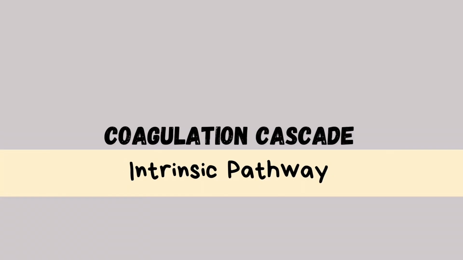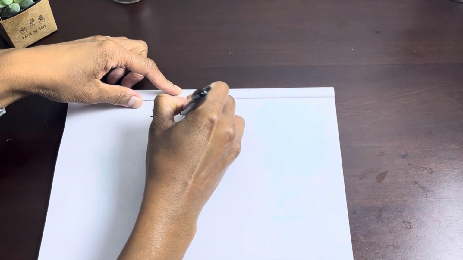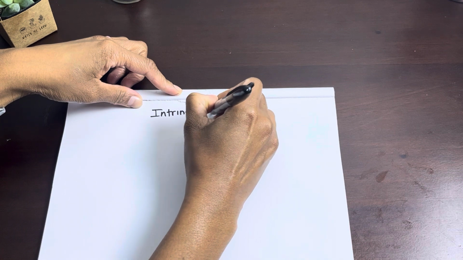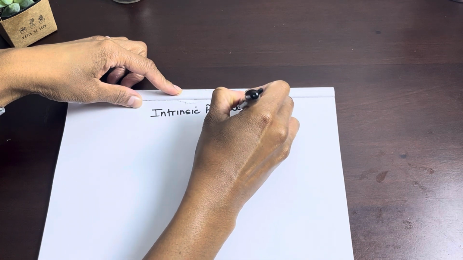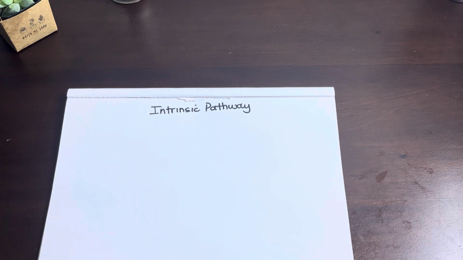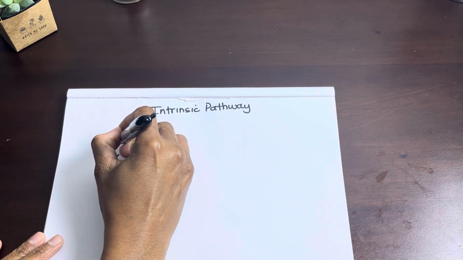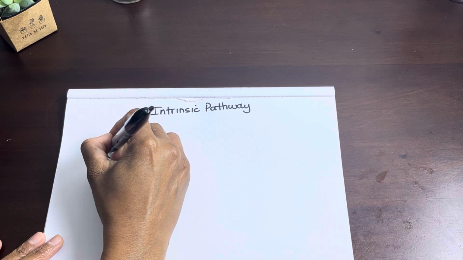Now let's take a look at the intrinsic pathway. Okay, so we're going to look now at the intrinsic pathway. Now the intrinsic pathway is a bit more complicated than the extrinsic pathway, but if you understand what exactly is happening and where all these clotting factors are coming from, it makes it easier to remember it and understand it rather than just memorizing the clotting factors.